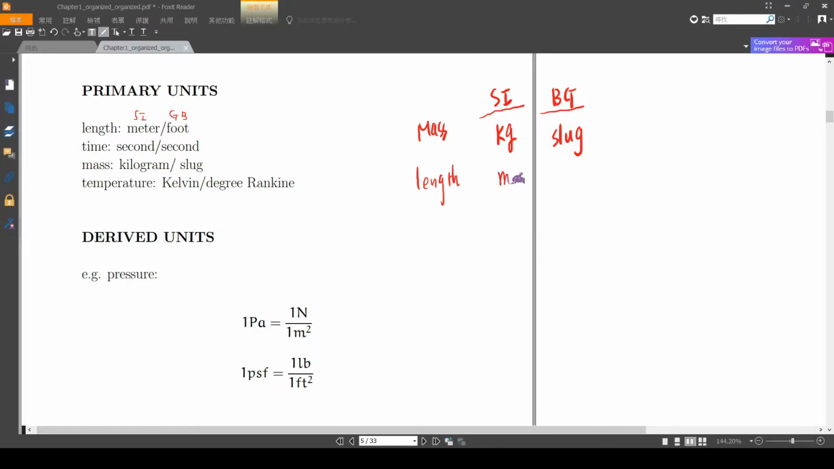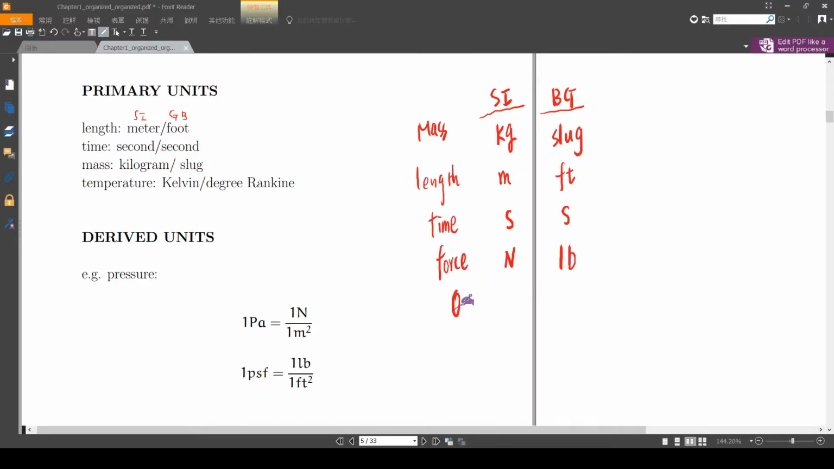Length for the SI system is the meter, while in the BG system it is the foot. And the time is the same. Time in both systems is the second. And the force in the SI system is the Newton, and in the BG system, the pound.